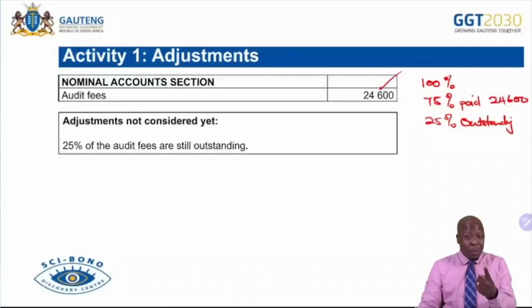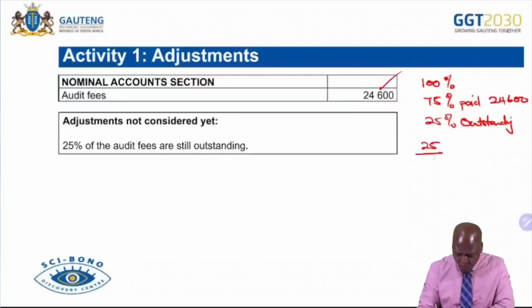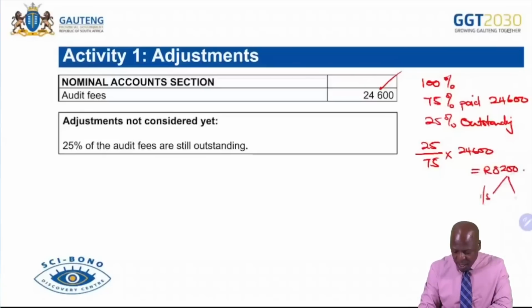We now know what to do with an amount that is outstanding, owing. We always add it. So let's get that one. So if we are to get that one, we are going to get 25, and what we have is 75, and what we have is 24.6. Therefore, what we were looking for is going to be how much? It becomes your 8,200. Then you get 8,200. This is what we then record in the income statement, and this is what we record in the balance sheet.